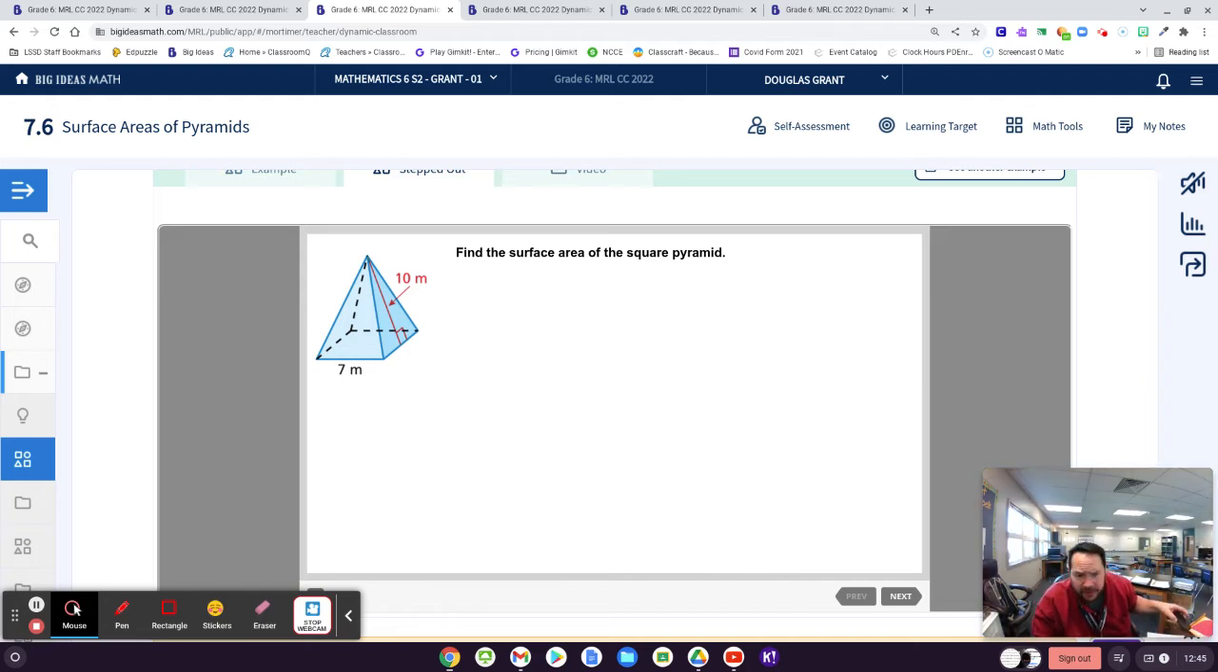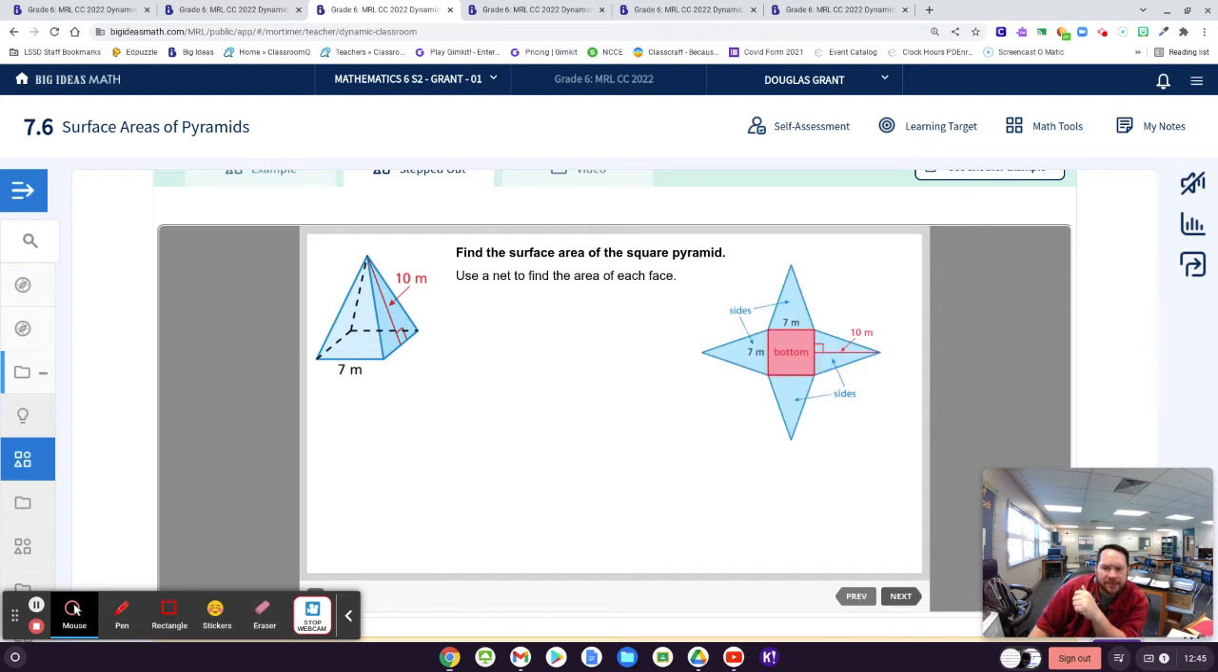So what I want you to do is on your own paper, see if you can find the total surface area. So you got to find all 5 faces, add them all together. We'll see how you did in a second. Make sure to work this out on paper. Good luck. All right, so let's go through it.